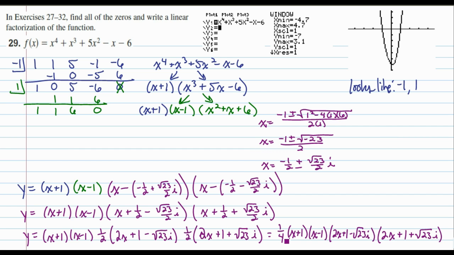Now I've got my 1/4 out in front so that all the rest of my factors do not have fractions in them. And let's see, find all the zeros. So I need to identify what the zeros actually are. Zeros are +1, -1, oh my goodness, -1/2 plus or minus the square root of 23 over 2i. So that's two of them, -1/2 plus the square root of 23 over 2i, and -1/2 minus the square root of 23 over 2i.